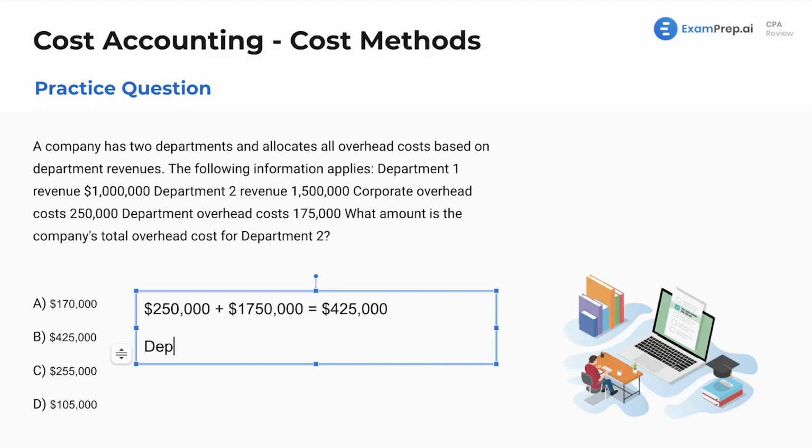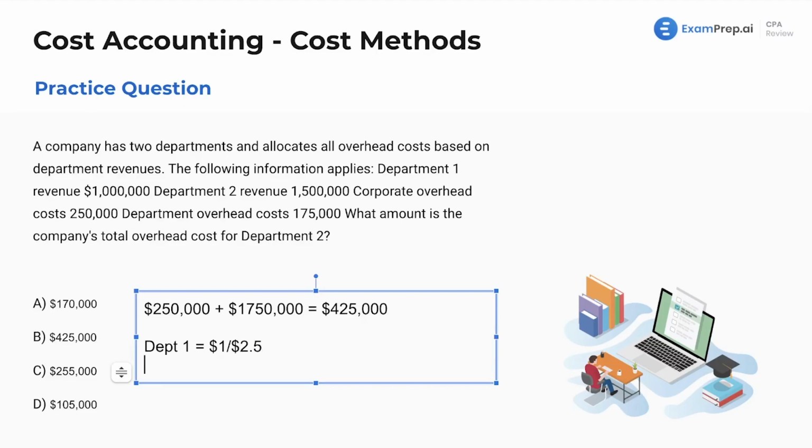As such, for Department 1, we're going to do 1 million divided by 2.5 million. Department 2, to find its weighting of what gets allocated here, is 1.5 million divided by 2.5 million. See what we did there? Same process as our weighted average cost of capital in our finance section and capital structure, and that gets us to 40%. That gets us to 60%.